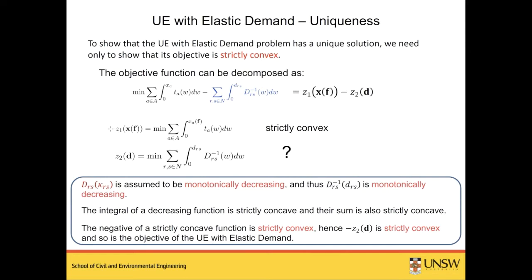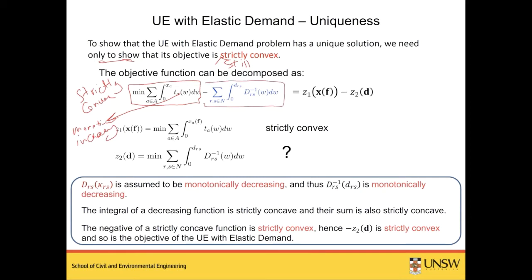There is an easy solution for it, and that is we only need to show that the objective function is still strictly convex. So previously, we knew that this objective function here was strictly convex, right? This term was strictly convex because T was monotonically increasing. Now that we added this new term here, we need to show that this term is also strictly convex.